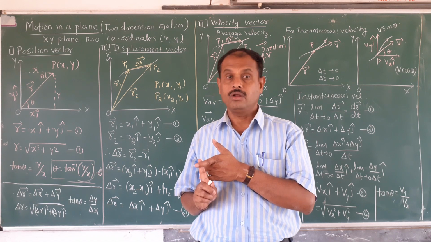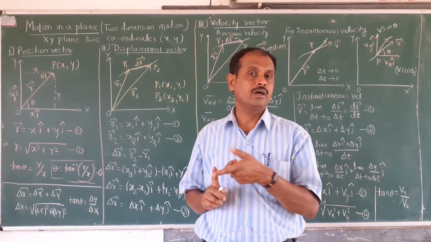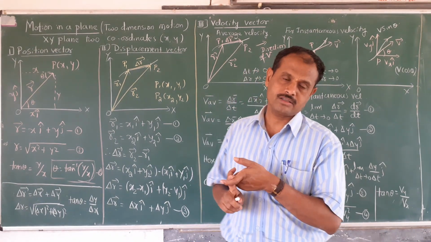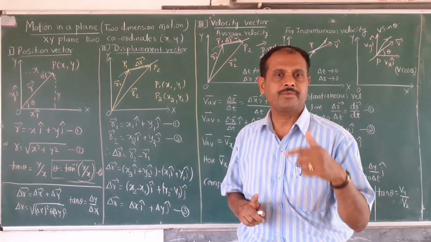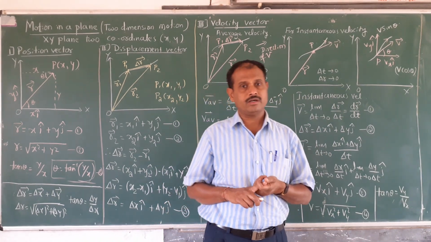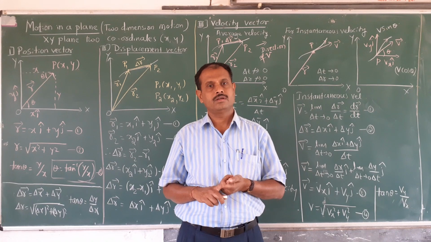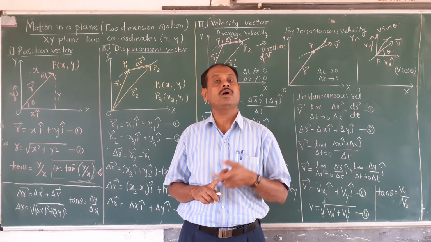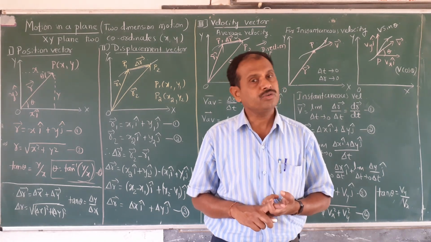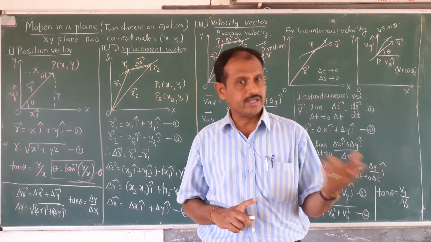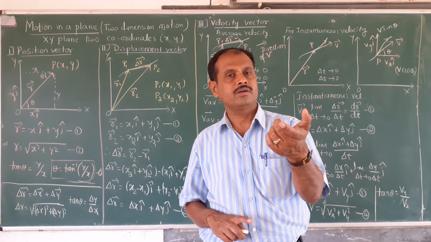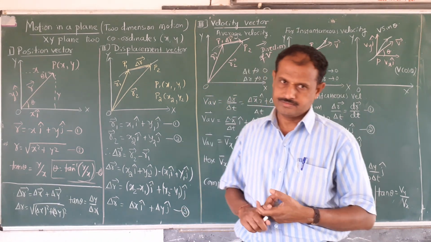Now you have to take the orthogonal vectors. What are the orthogonal vectors? i cap, j cap, k cap. i cap is the unit vector along the x axis. j cap is the unit vector along the y axis. k cap is the unit vector along the z axis.